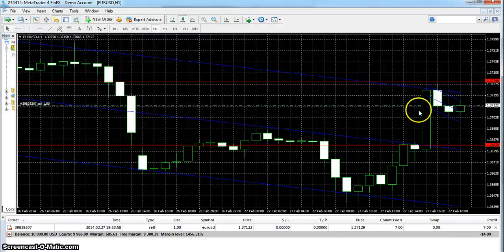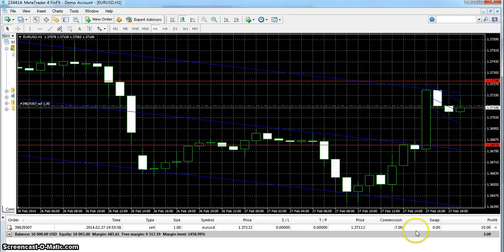Okay, so there you have it. We're in a trade. As the market goes up and down, you'll see as you look, our trade's already profited $18 minus the $7 in commission. We're up $10 right now, $9.